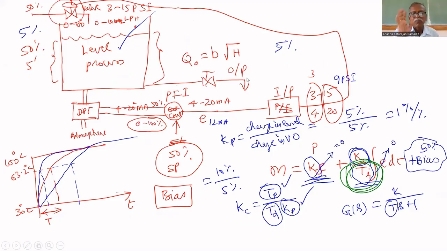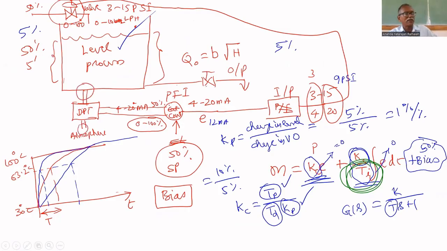This is the level process, to maintain level. Level is the process variable. Level means the height of the water, and that is measured by a DPT, a differential pressure transmitter. One end of the DPT is connected to the bottom of the tank. The other end is open to atmosphere.